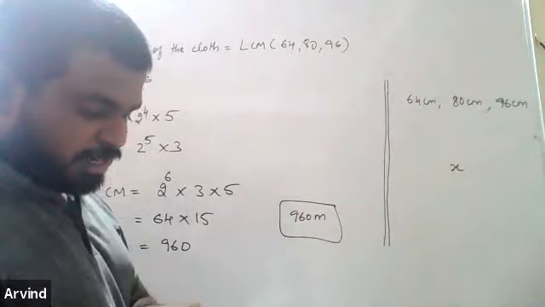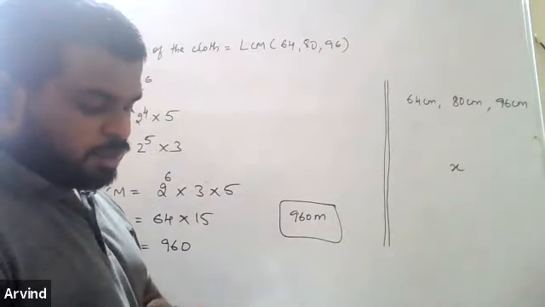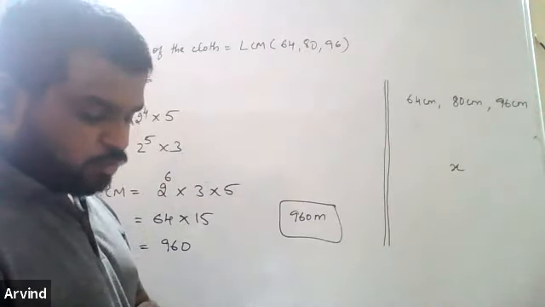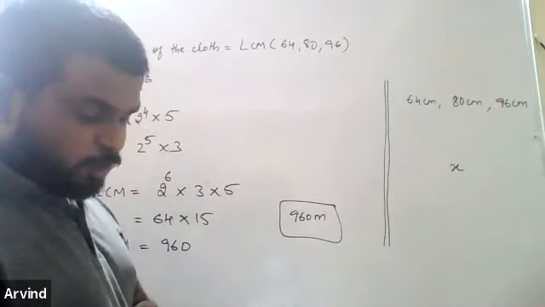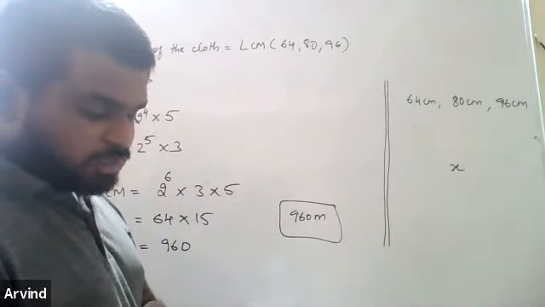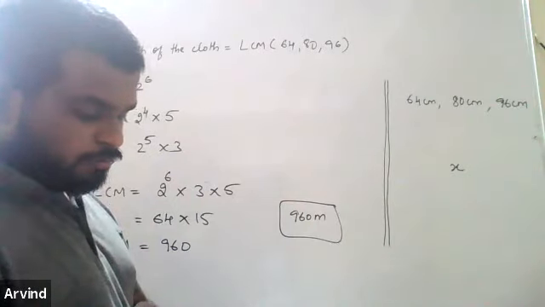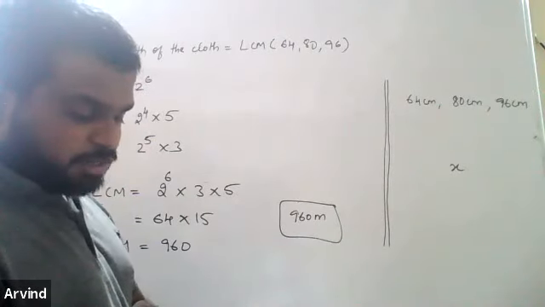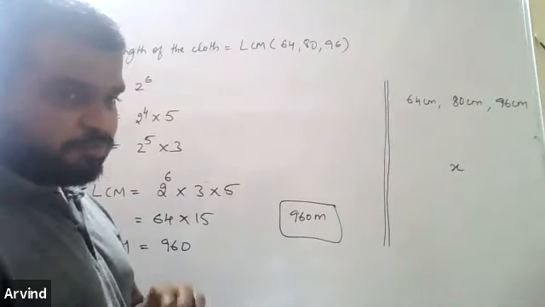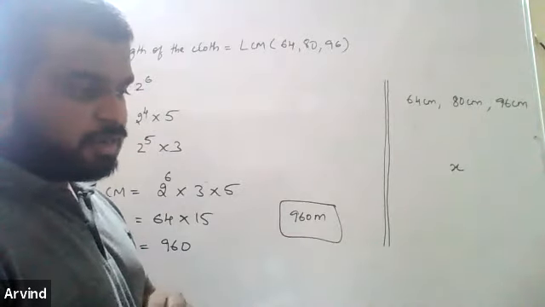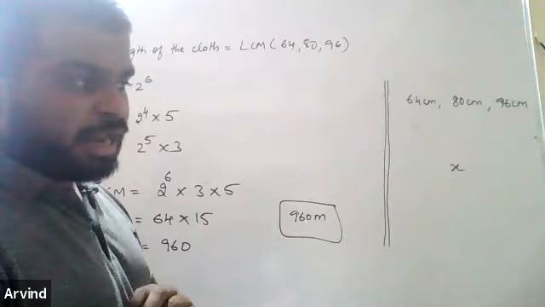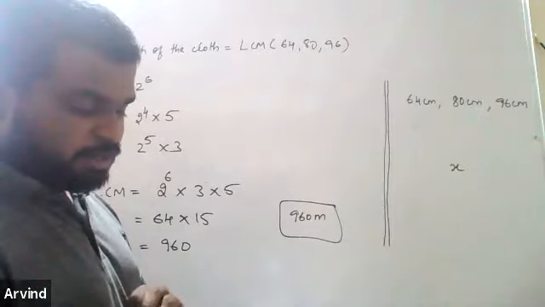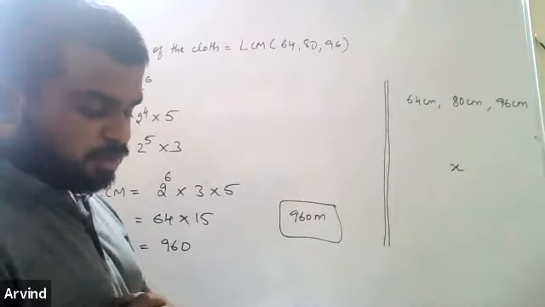The next one is: find the least number of square tiles required to pave the ceiling of a room 15 meter, 17 centimeter long and 9 meter, 2 centimeter broad.